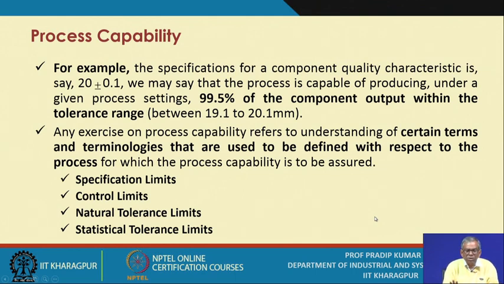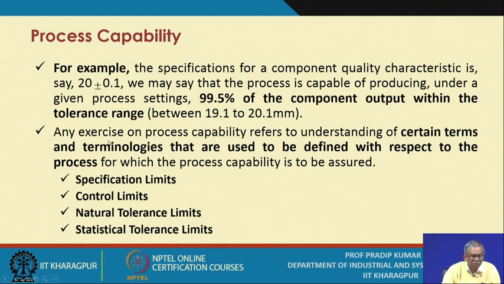Now this is just an example, like for the specifications of a component quality characteristic, say 20 plus minus 0.1, say millimeter, fine. We may say that the process is capable of producing, under a given process setting, 99.5% of the component output within the tolerance range. What is the tolerance range? Obviously tolerance range will be 19.9 to 20.1 millimeters.